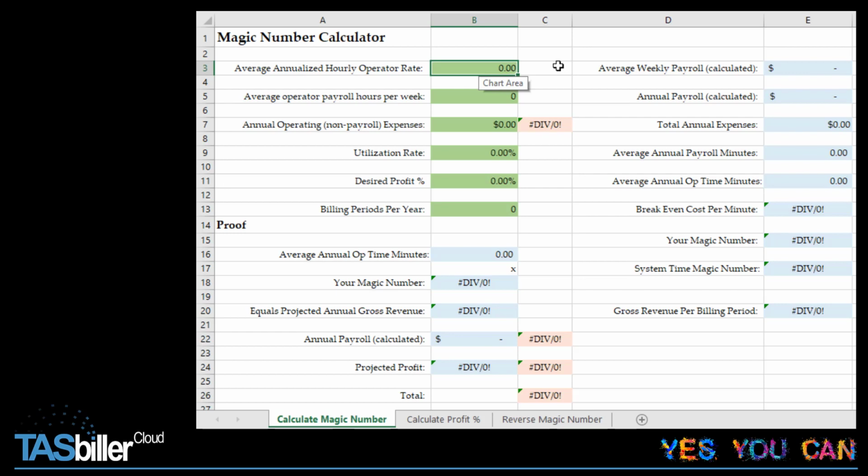My average annualized hourly operator rate is currently fully loaded at $22.74. Again, I'm not paying any of my agents $22, but I do have some that are at $17, $18, $19, that once you add on taxes and week of vacation and certain benefits that we offer, it adds up fast. We're currently scheduling about $300 per week.